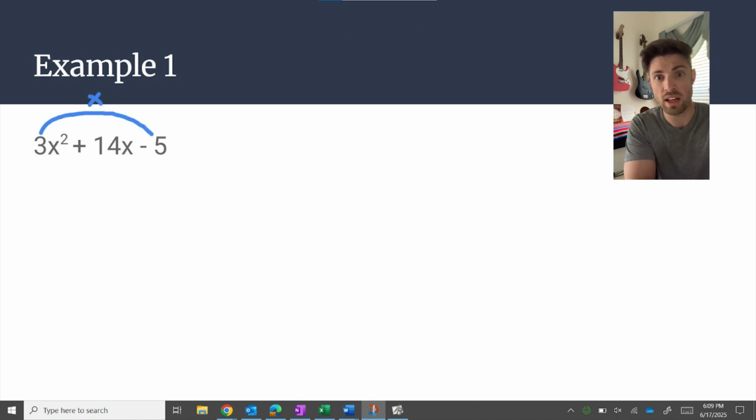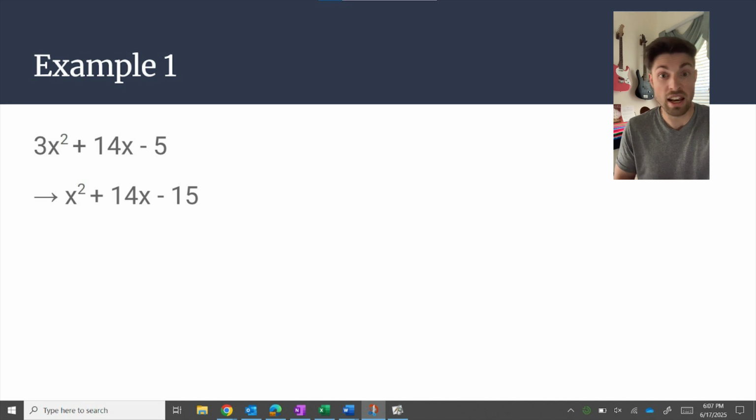If I have this polynomial, what I want to do first is multiply the first number, the 3, by the last number, the -5, right? And what we're going to do is replace the c with the result of that multiplication. So x squared plus 14x minus 15. Now once you have this, you can factor it like any quadratic trinomial where the leading coefficient is 1. We just need to know what two things multiply to make -15 and add to make 14.